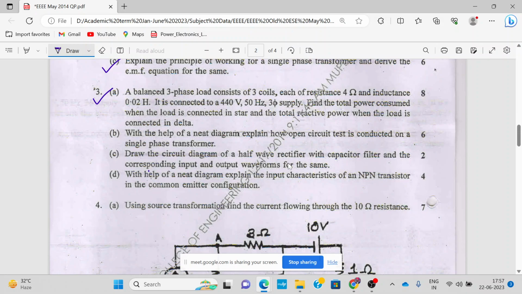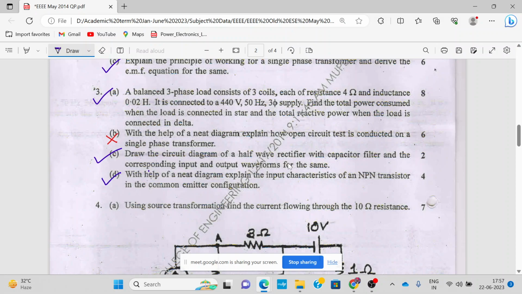Okay. Next is 3B. It's an open circuit test conducted on a single phase transformer. This is not there in the syllabus. Current syllabus, it's not there. Okay. Next will be: draw the circuit diagram of half wave rectifier with capacitor filter. This is done. I am not covering it. This has been covered before. And with the help of a neat diagram, explain input characteristics of NPN transistor. This has also been covered.